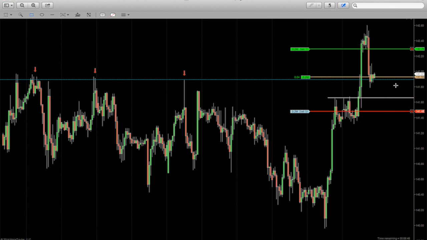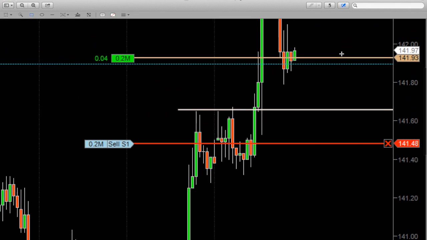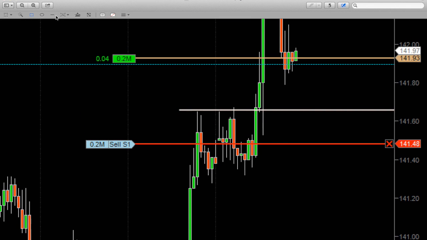There is something about this level here. I did mark it off. This is not a level that I would actually bid blind on its own, and the reason why is because of this. What this wick tells me is that orders were filled on the buy side.